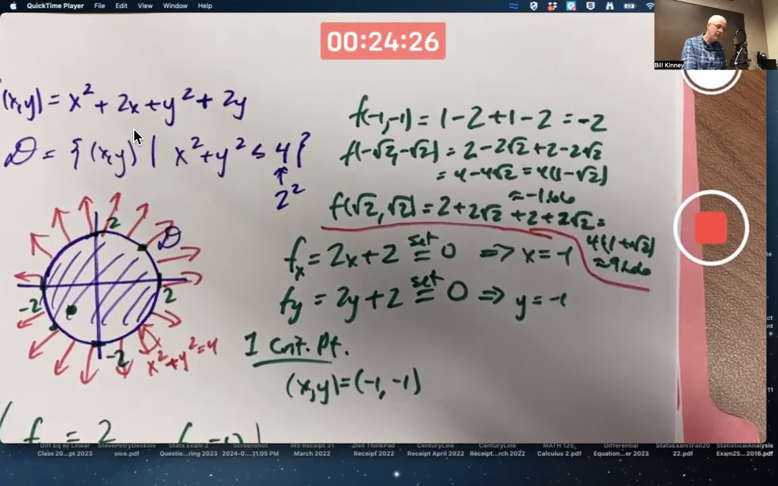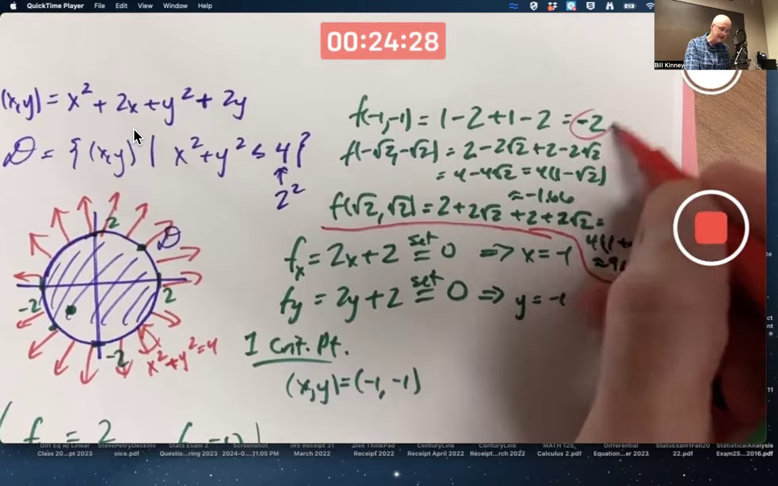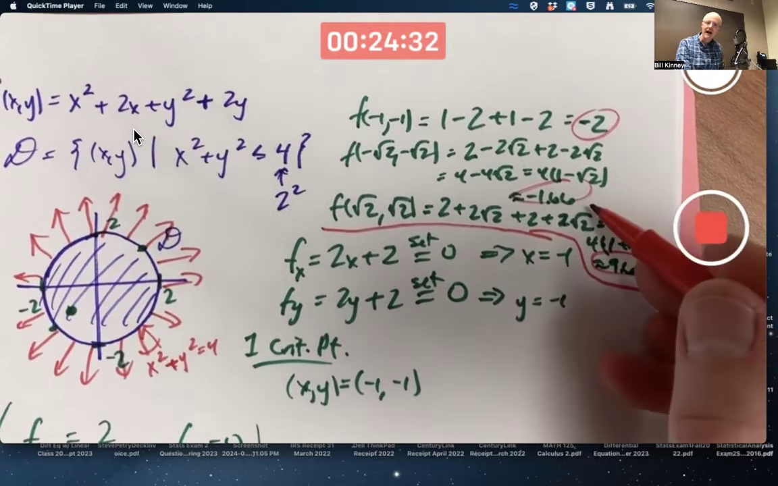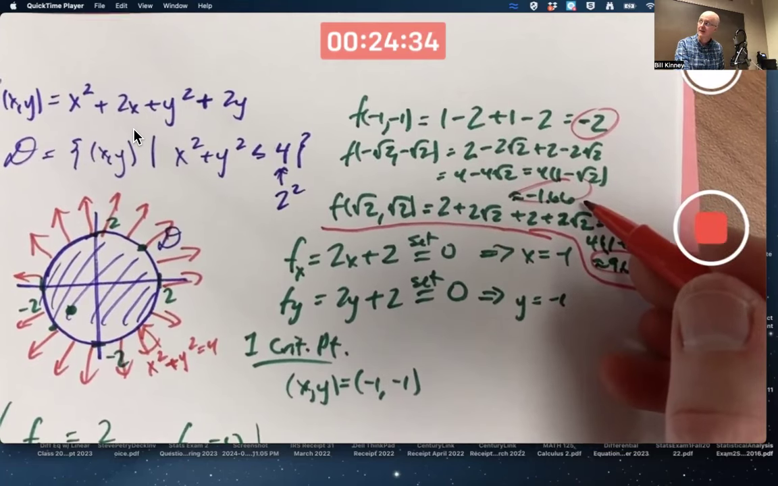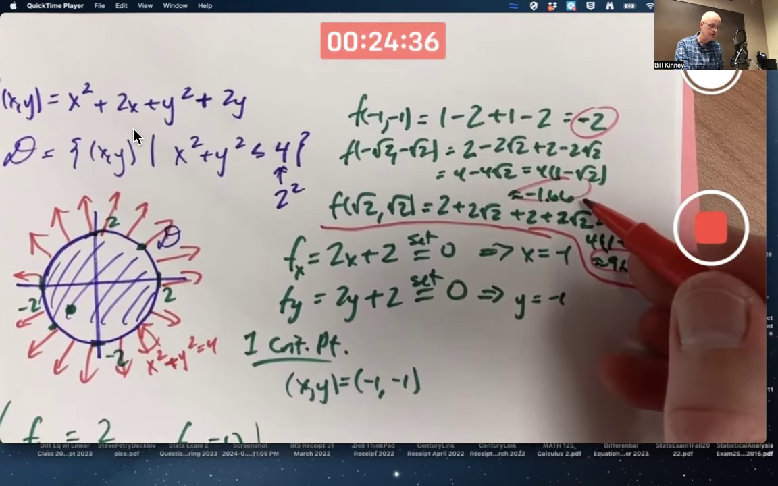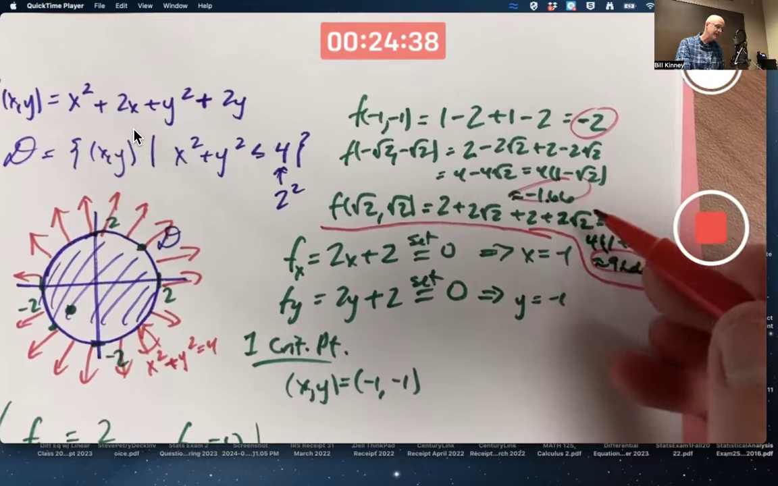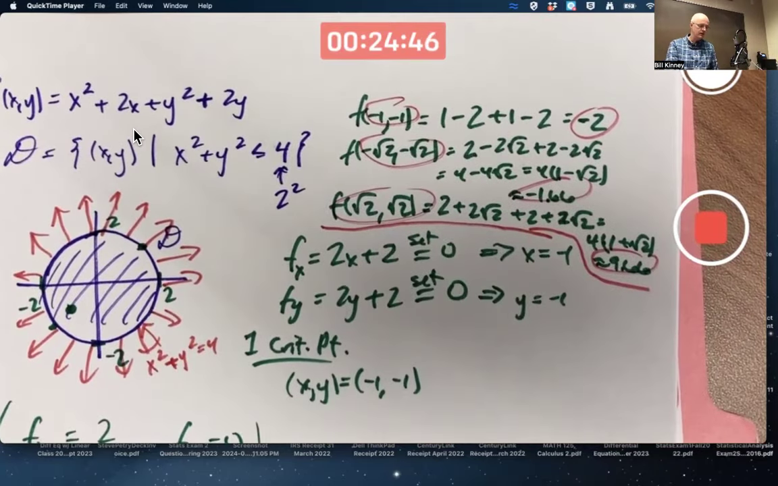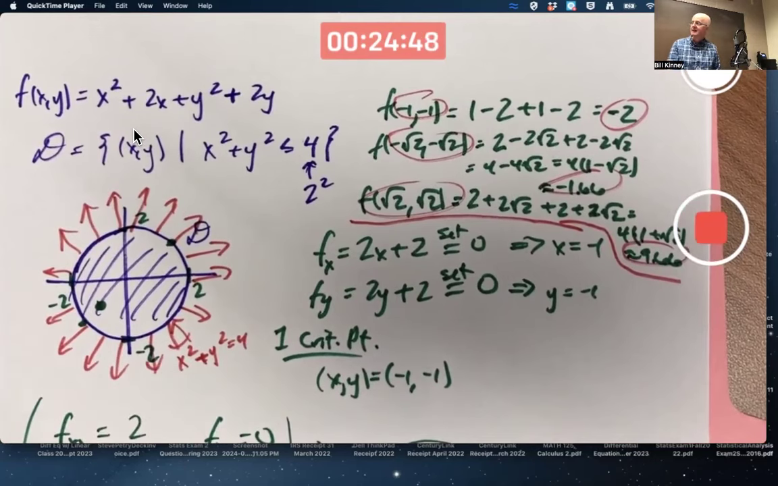If it's asking for global max or global min, it means values, these outputs. So this one's not a global max or a min. It is a local min along the boundary. If it's asking for where it occurs, you use the points. But you should be able to think conceptually as well in the test.